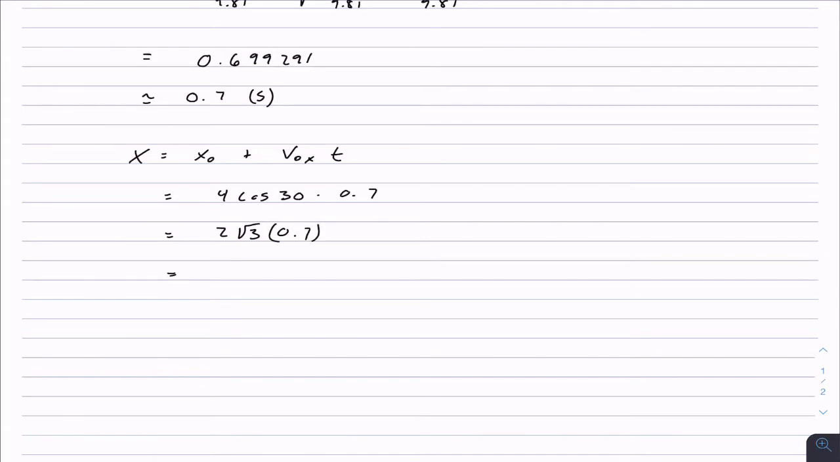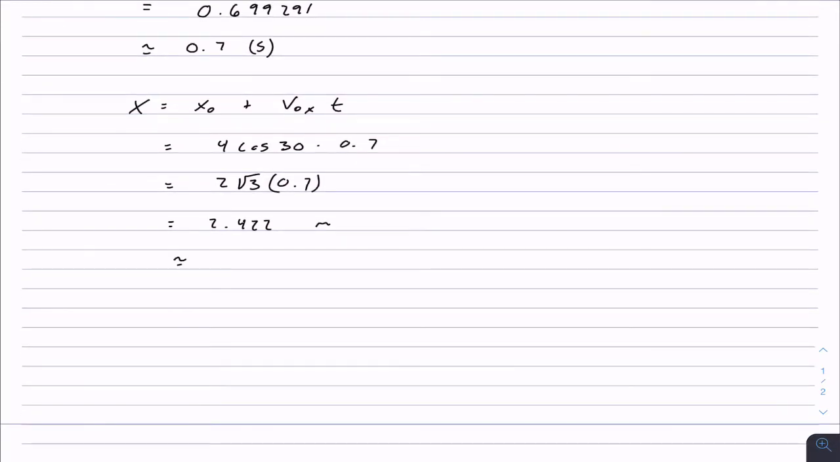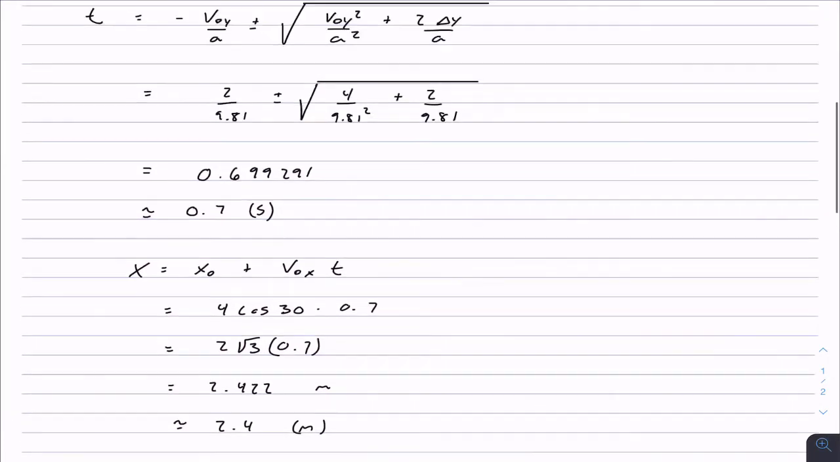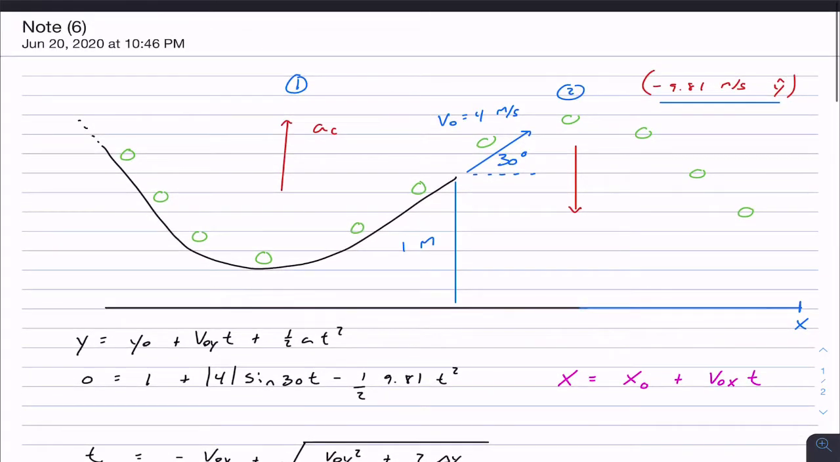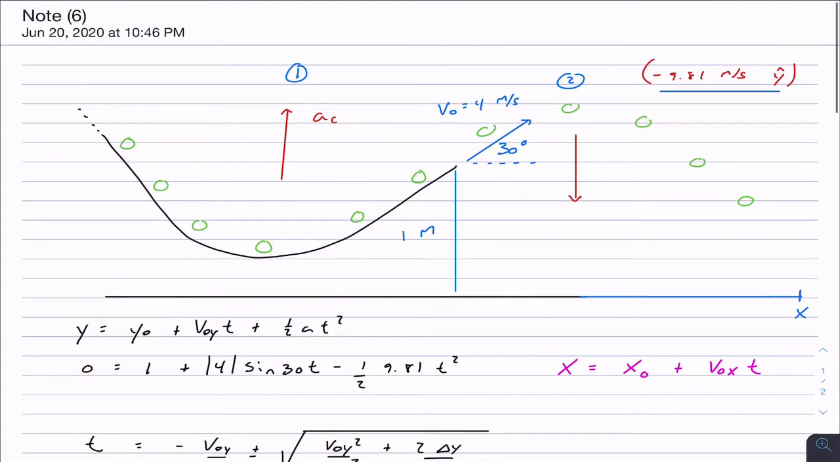This is going to be 2.422 meters. 2.4 meters away. So that's where the ball hits the floor.